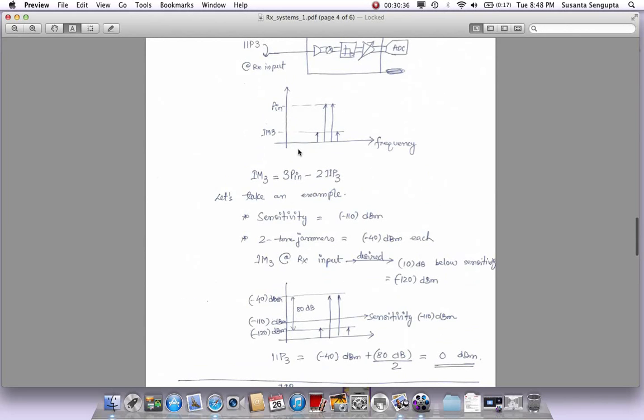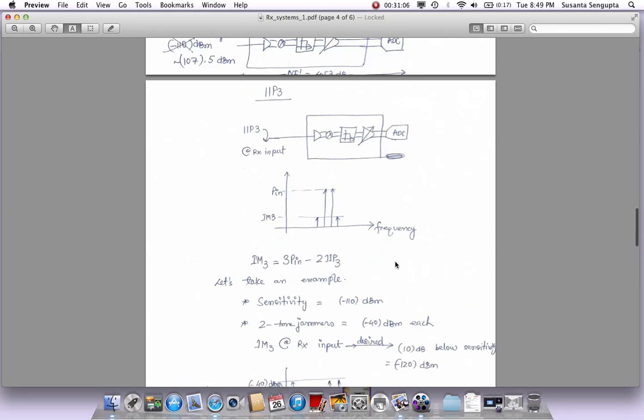Now, you will also do it for different power levels. For example, this was only at sensitivity. When you go to higher power levels, your jammer strengths could be different based on how the jammer profiles are defined in a particular standard. Normally when the signal is weak, the jammers are also weak. When the signal gets stronger, they allow even more jammers. Okay, so there is a jammer profile for that. So there again, when you plug all this in, you will give you some IP3 number there too. Okay, so that's how we calculate IP3.